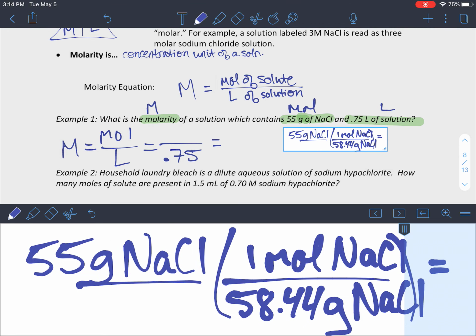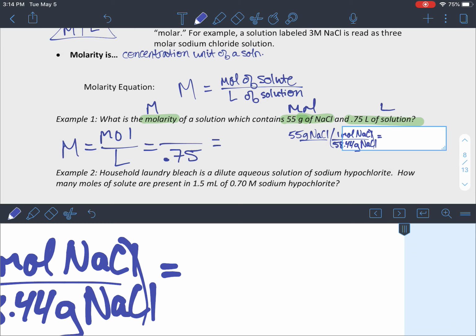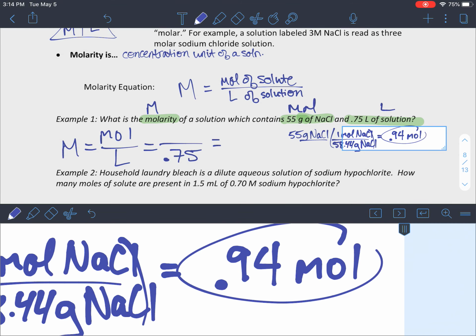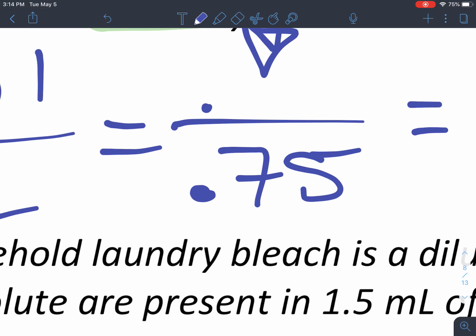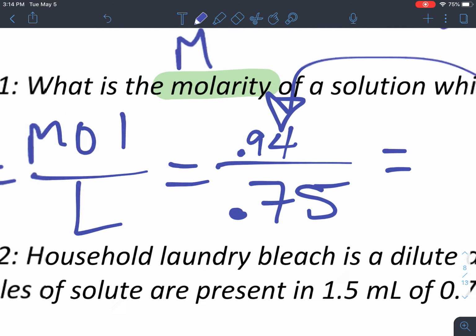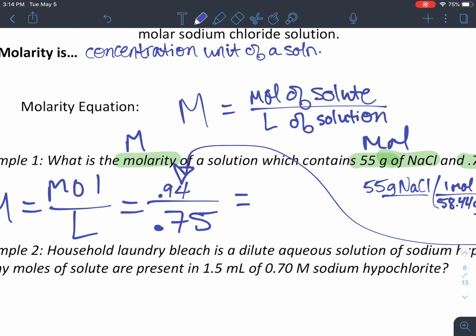And then we're going to divide 55 by that answer, or by 58.44, and you should get 0.94 moles. Then we take this number and plug it into our molarity calculation. So it's 0.94, and you're going to divide 0.94 by our number of liters, which is 0.75.